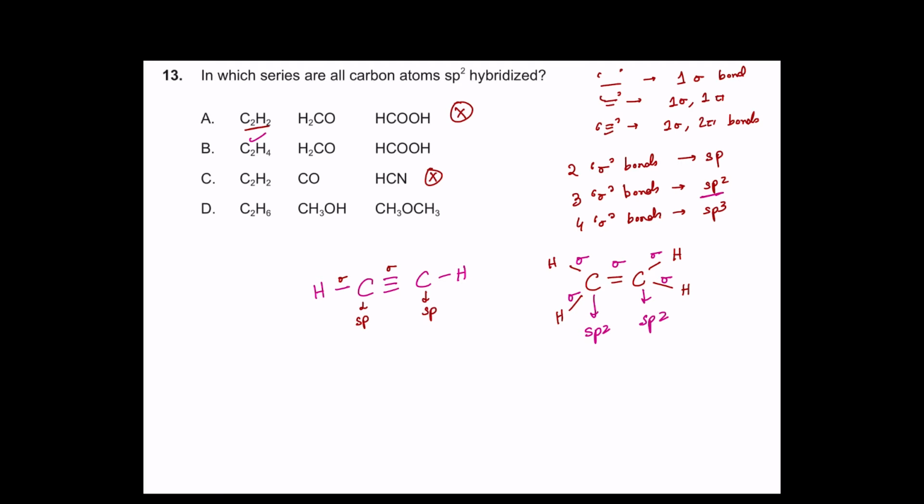The next one, H2CO. Now check the carbon atom. There is one sigma bond here, one sigma bond here, and one sigma bond here. So there are three sigma bonds. Again, this is sp2. This one also looks correct. Now the last one, HCOOH.